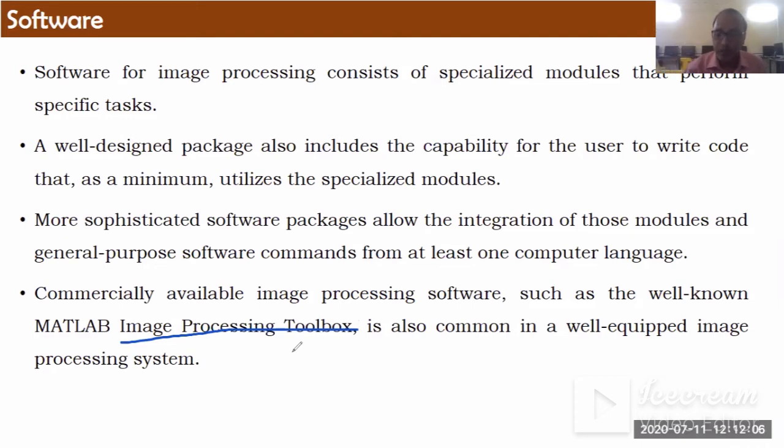So for processing purposes, we require hardware as well as software. There are lots of software, but one example is MATLAB. Another one, by using Python, you can also do image processing tasks. By using C, you can also do image processing tasks.